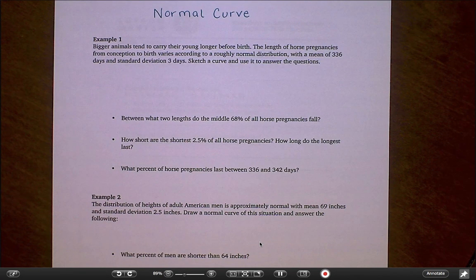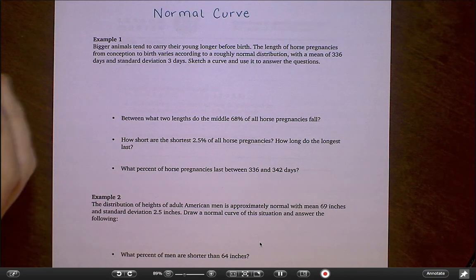Hi everyone. These are the examples that go along with the normal curve lesson. And in this first example, we're looking at the length of time that horses remain pregnant, the length of time that they carry their young.